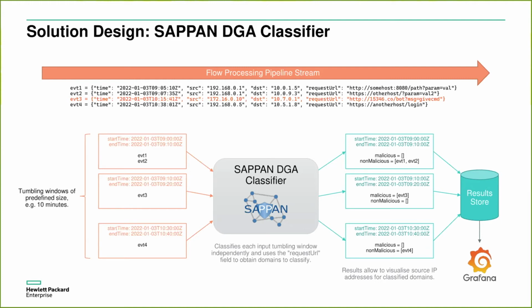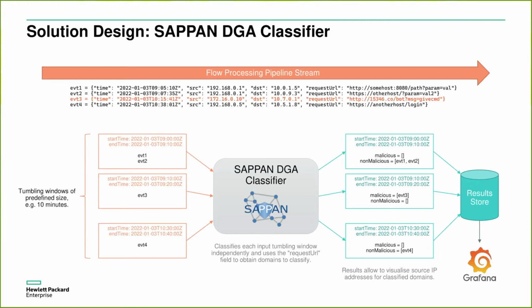In HPE, we wanted to implement what Arthur has been describing, the DGA classifier from SAPPAN. The idea was that we needed to design the solution to integrate seamlessly with our existing infrastructure and platform to prove its real-world applicability. We have a flow processing pipeline platform where we receive a lot of observability data from different sources, including web proxies, firewalling devices, and a number of other sources. We wanted to apply the SAPPAN DGA classifier to one particular kind of data, which is from web proxy, which has the required request URL property.